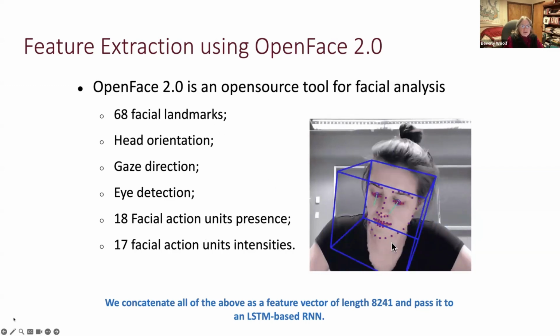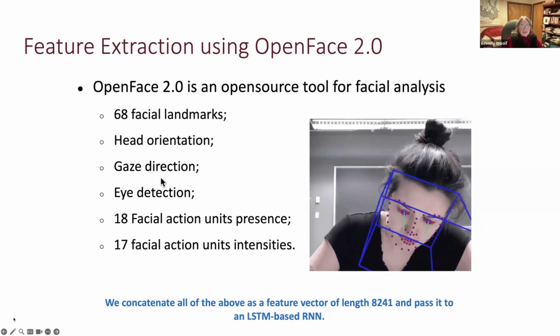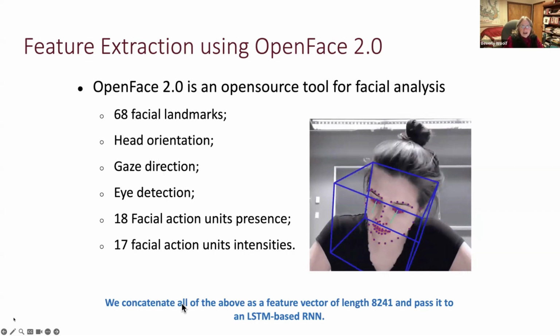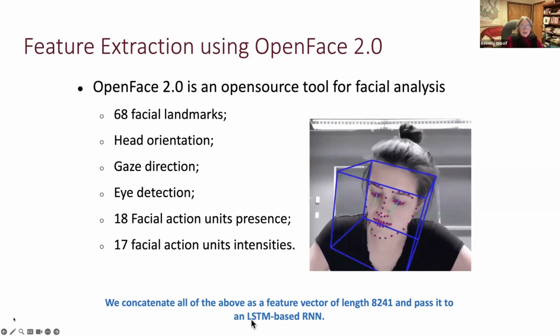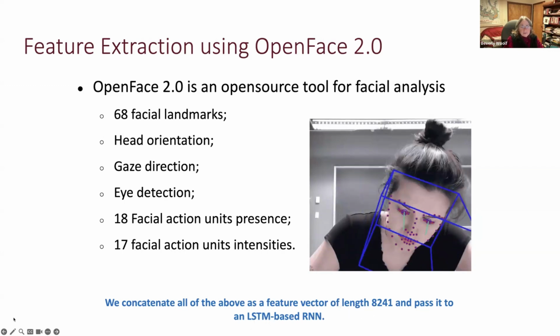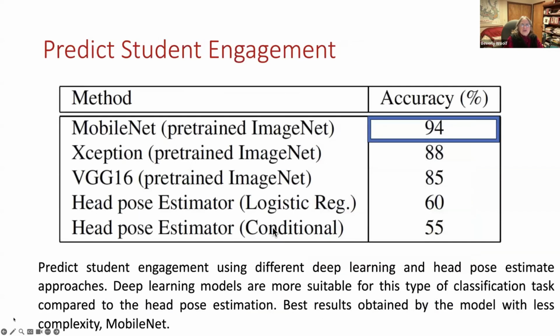And what I'm doing is going back, you've seen this already, OpenFace, so we're still looking at the facial features and concatenate all the above and put it into a long short-term memory-based RNN. And this is to predict their engagement. And this is when we used a MobileNet, so pre-trained ImageNet, which I didn't show you, but it's like the children's database, has lots of human pictures in there. We use that to train the system and to predict student engagement using different deep learning and head pose estimate approaches. So it's a classification task, essentially.